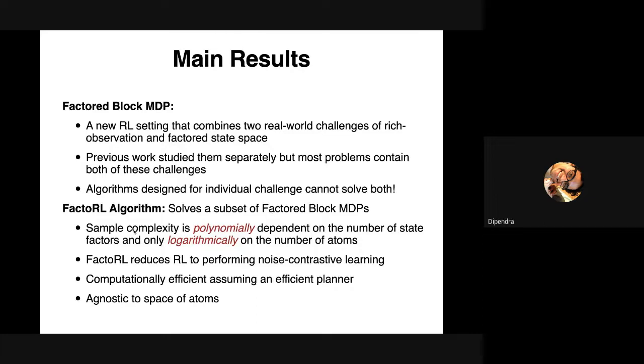We get a sample complexity which is polynomially dependent on the number of state factors and only logarithmically dependent on the number of atoms. This log dependence comes because of this pairwise independence test that we do. And it does not depend on the complexity of the atom space, which could be arbitrarily complex. It works by reducing reinforcement learning to essentially performing multiple noise contrastive learning, which is a well-studied representation learning approach. This is nice in the implementation sense, in that one has to use the same oracle call again and again, which makes it easier to implement.